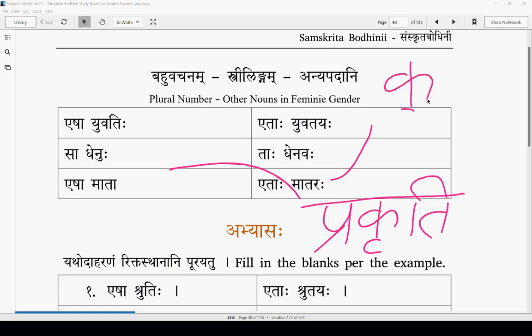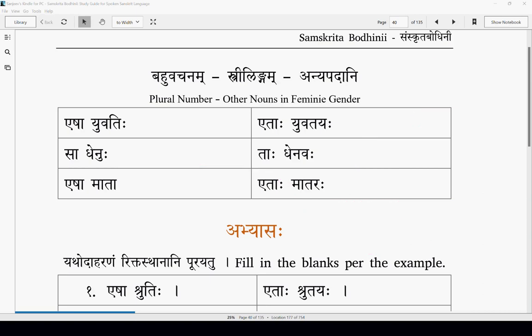Or even Kriti, just Kriti also strilinga. Kriti, creation. Kritihi, Kritayah. Same thing. Rati. Rati means enjoyment, pleasure. Ratihi, Ratayah. Same thing in all of this.